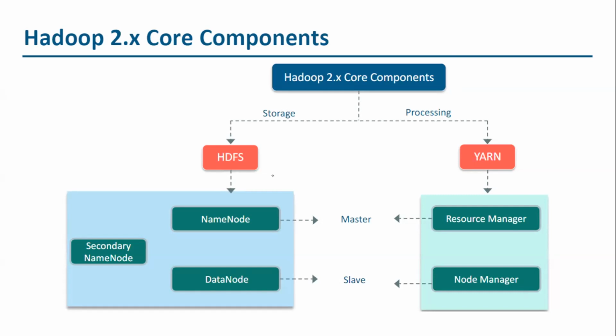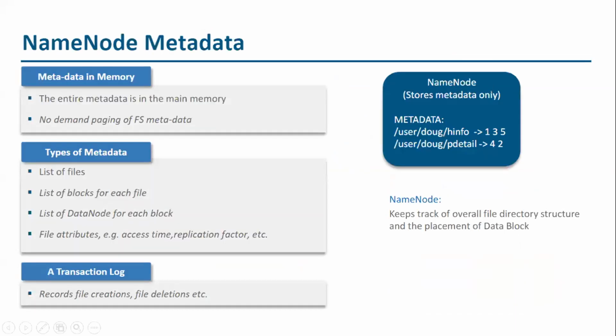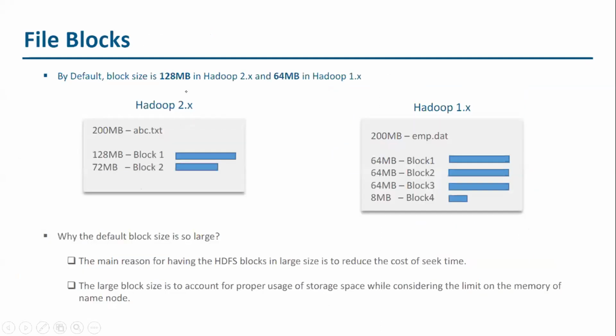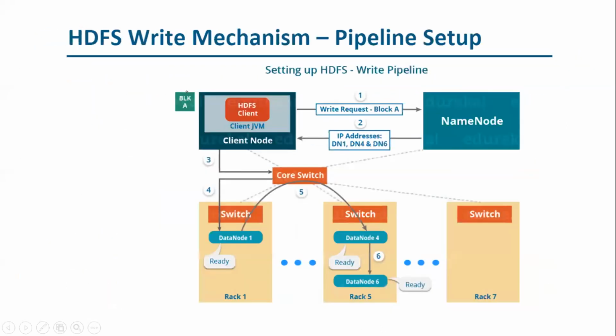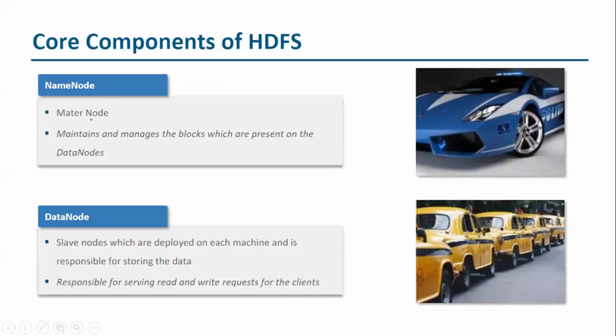Guys, done with the diagram? Write the definition of name node, definition of data node. Okay, write those 2 points. I'm repeating, they are just a definition of name node.